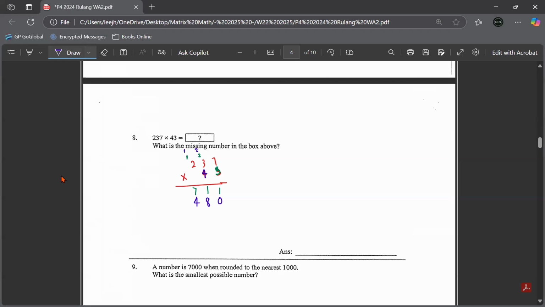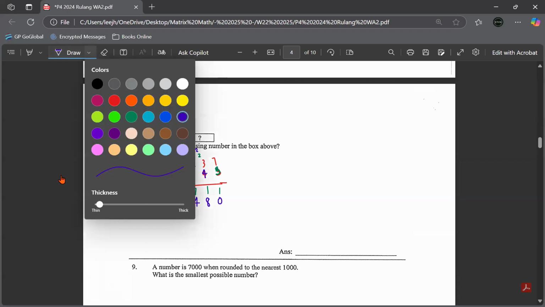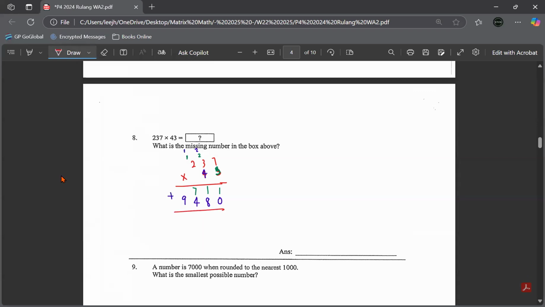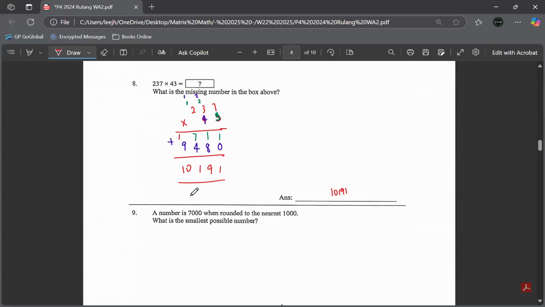See, I use two different colors so that you won't get confused. Now 2 times 4 is 8, 8 plus 1 is 9. So I'm going to add up these two numbers. So this is 1, this is 9, this is 11, 1, 0, 1, 9, 1. That's the answer. If you're careless, you won't get this answer, of course.